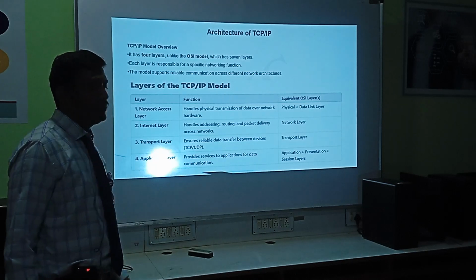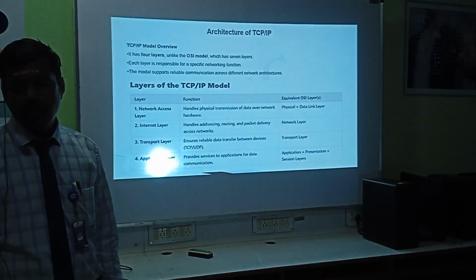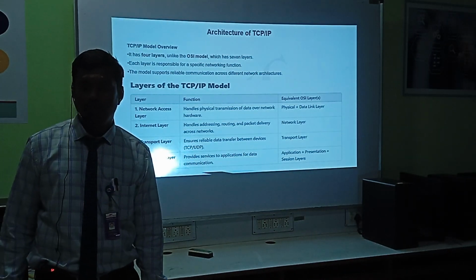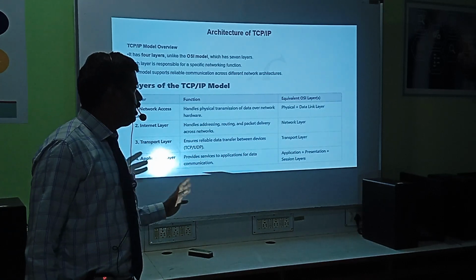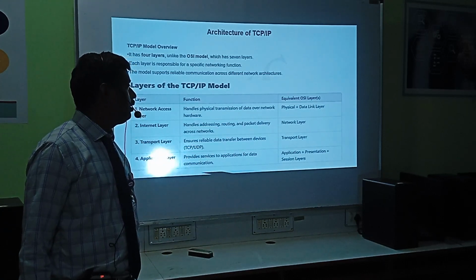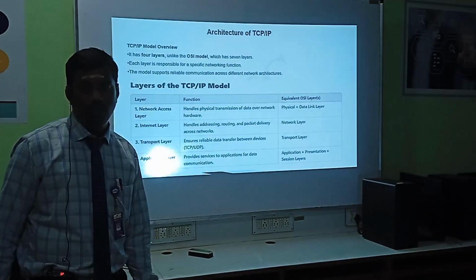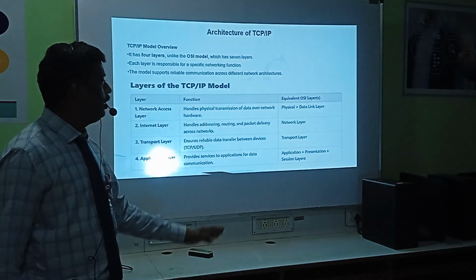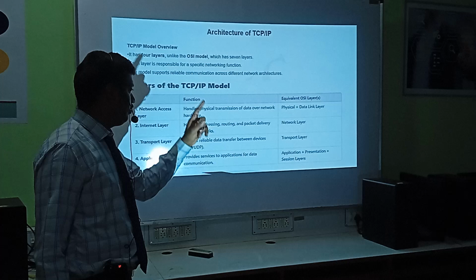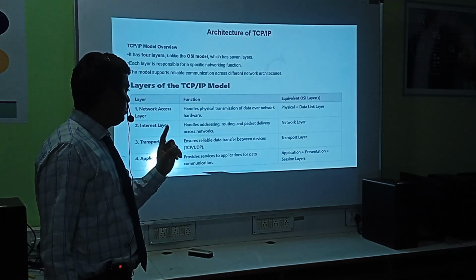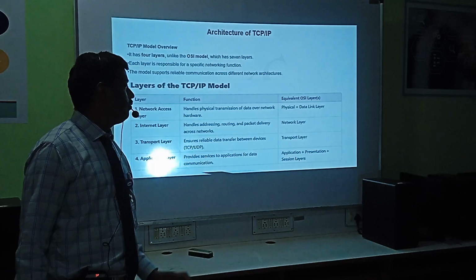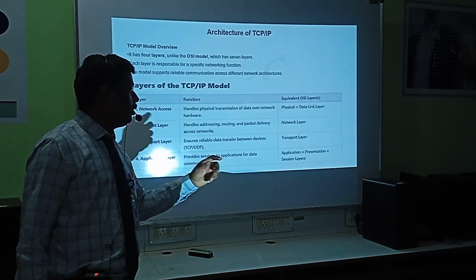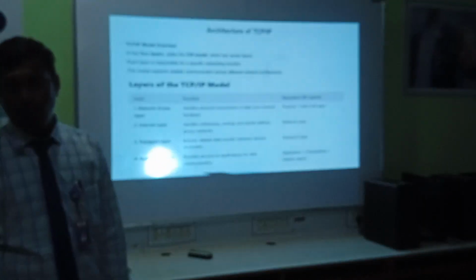The first one is the network access layer, which handles the physical transmission of data over network hardware. It is equivalent to the OSI physical and data link layers. The last column tells you about the OSI layers, which we know has 7 layers. But the network access layer in TCP/IP combines both the physical and data link layers of the OSI.